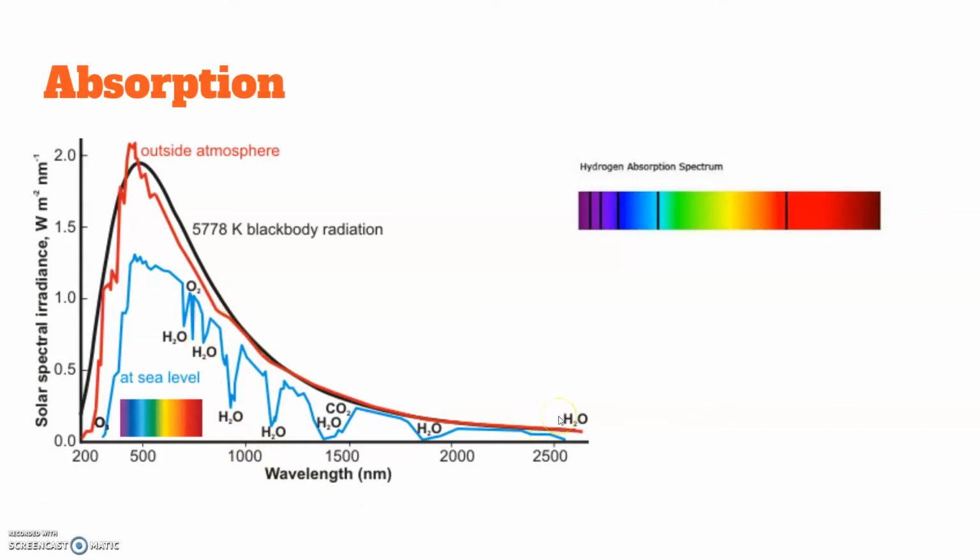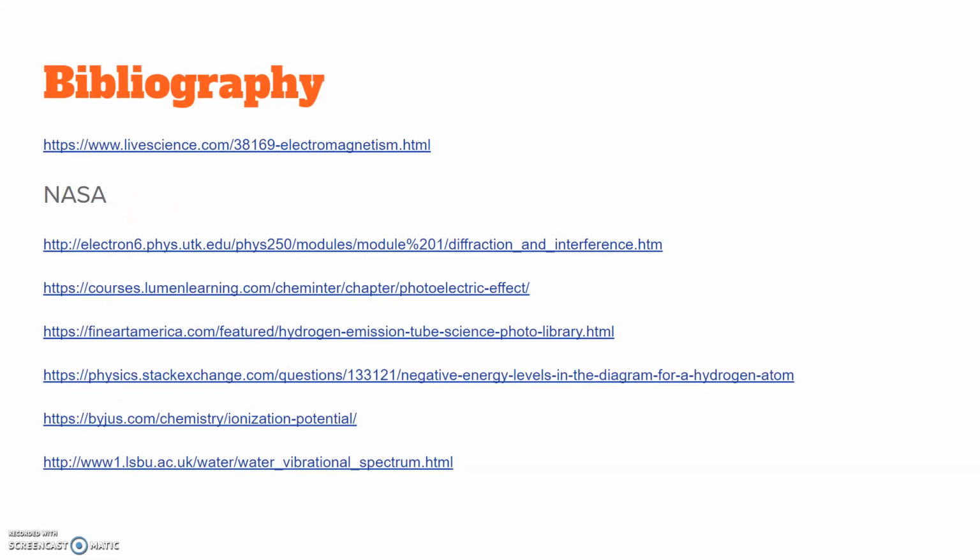The objects that work best for absorption tend to be cool objects with a low density, such as nebula, gases, just general objects out in space. And that was a general overview of spectroscopy, and finally our sources.